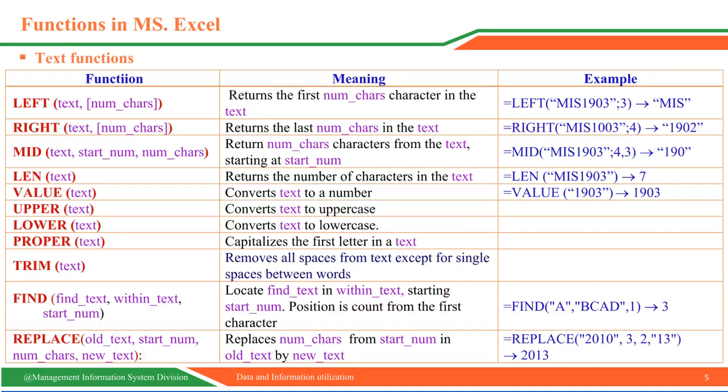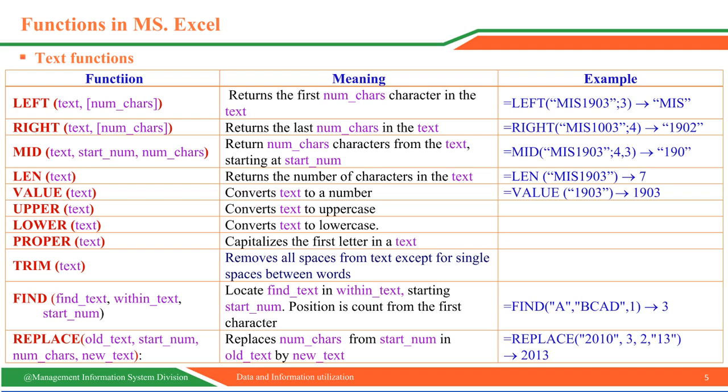Text handling functions have the following meanings. LEFT returns the leftmost number of chars characters from a text string. Example: LEFT MIS1903, 3 returns MIS. RIGHT returns the rightmost number of chars characters from a text string. Example: RIGHT MIS1903, 4 returns 1903. MID returns number of chars characters from a text string, starting at position start number. Example: MID MIS1903, 4, 3 returns 190.